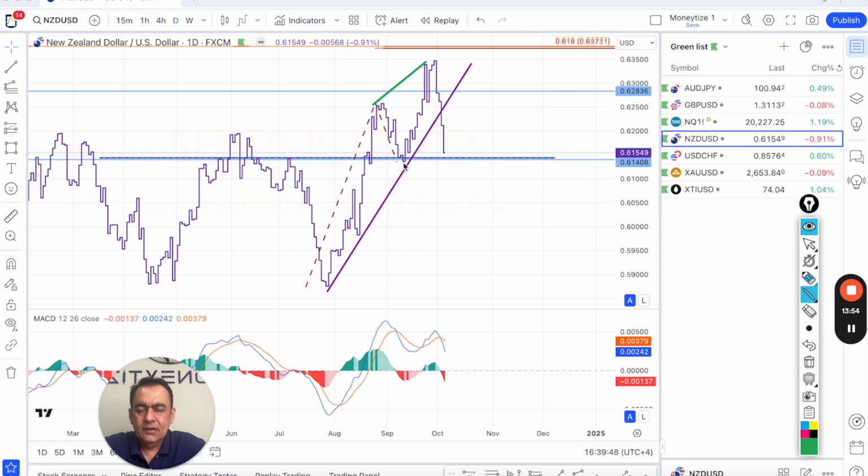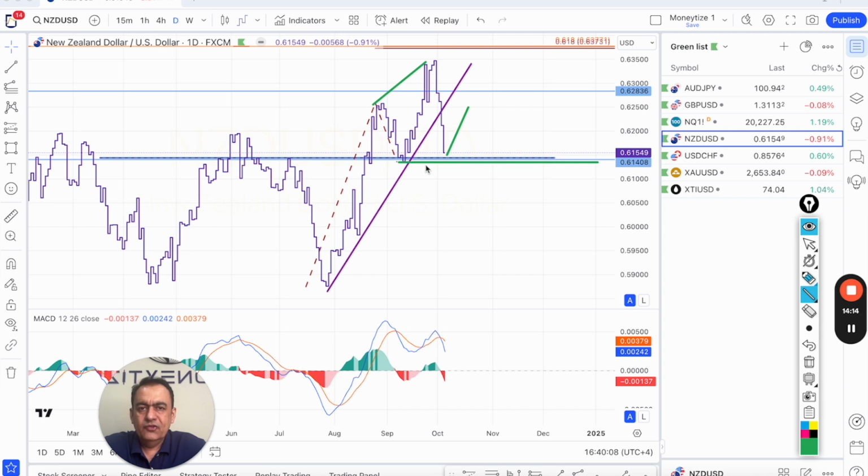Now, the sellers need to complete the break of structure here. And once we get the break of structure, then we can expect a deeper pullback. Otherwise, in the short run, I'm expecting a bounce from the current area. It's very similar to GBPUSD. So in the short run, I'm expecting a bullish bounce in pound dollar as well.